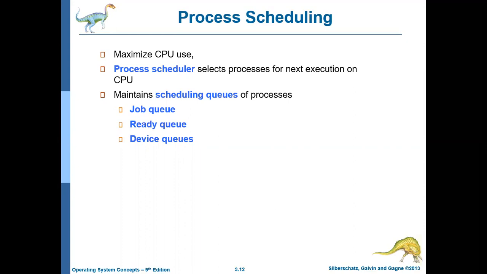For different devices, there will be different queues. For the hard disk, there will be a different device queue, so whichever processes are waiting for the hard disk will wait in that queue. And for the printer, there will be a different device queue, so the processes waiting for the printer will wait in that device queue. And during its lifetime, the process can move from one queue to another queue.